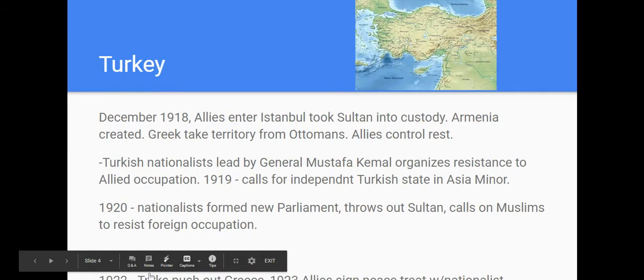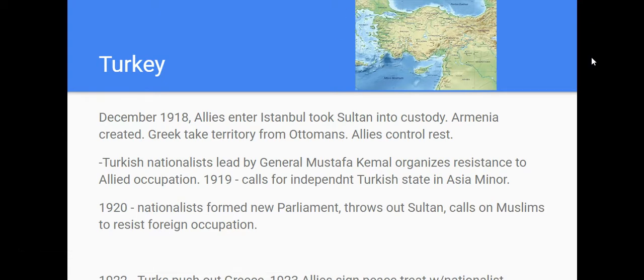And you can rally people to your cause by playing on those religious tensions. I'll pause this in a second, but it says in 1922, the Turks push out the Greeks from this part of the peninsula. And then in 1922, Allies sign a peace treaty with the nationalists, and you have the formation of the nation of Turkey out of the old Ottoman Empire.